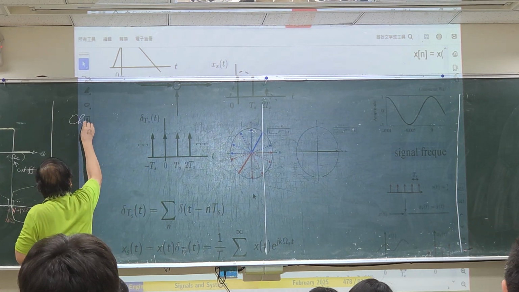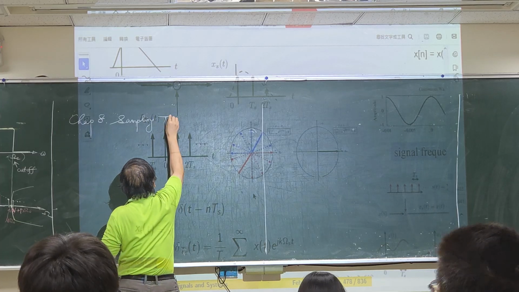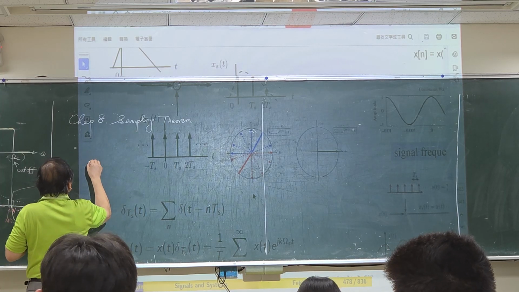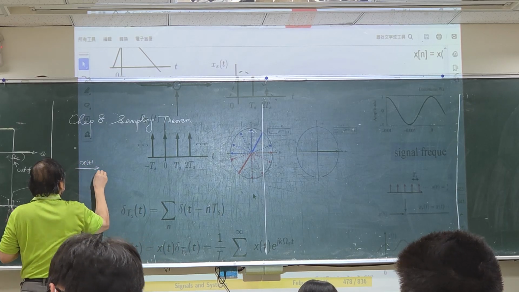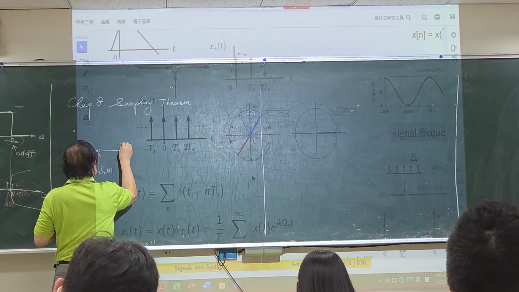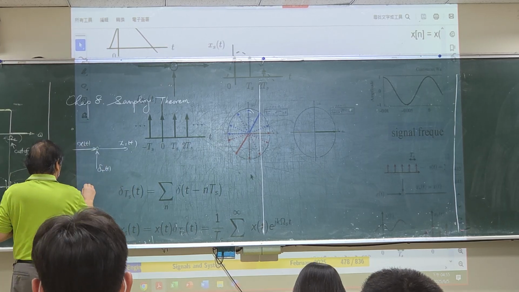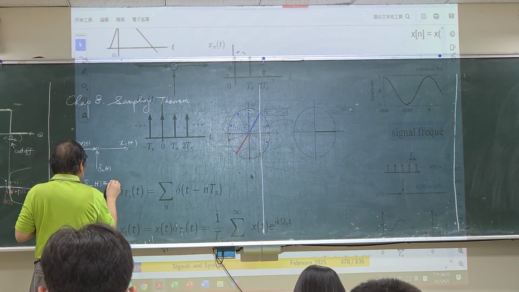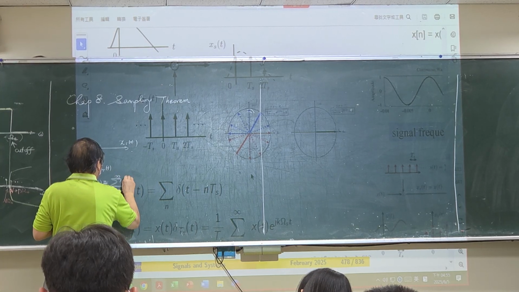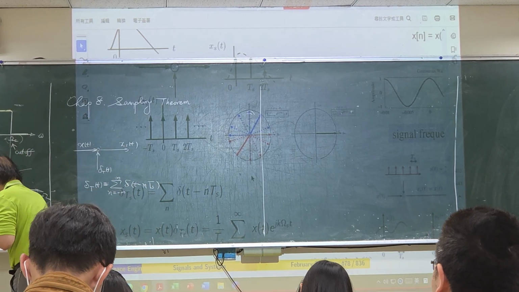So this is chapter 8, sampling theory. Now the sampling process is modeled by n Ts, where Ts is time. And this is the periodic function.